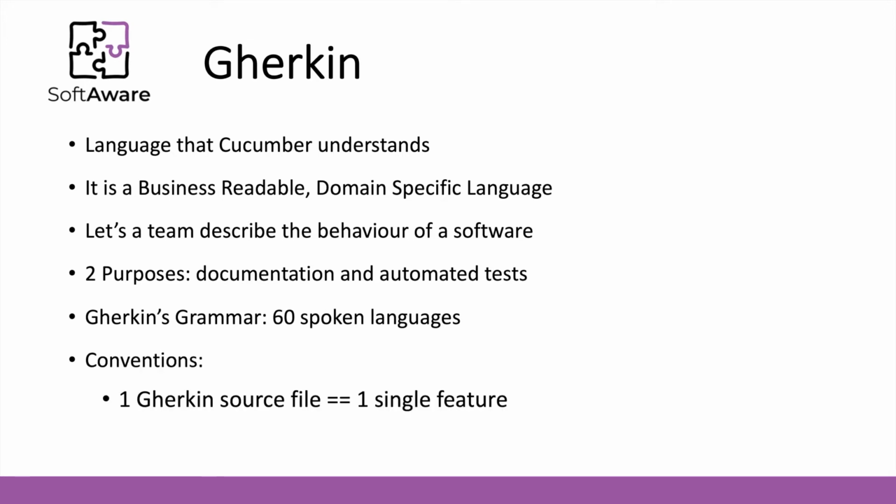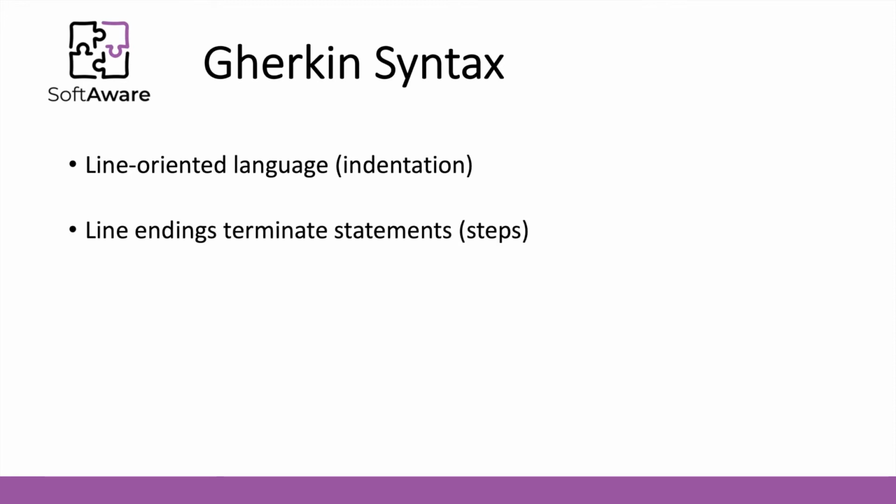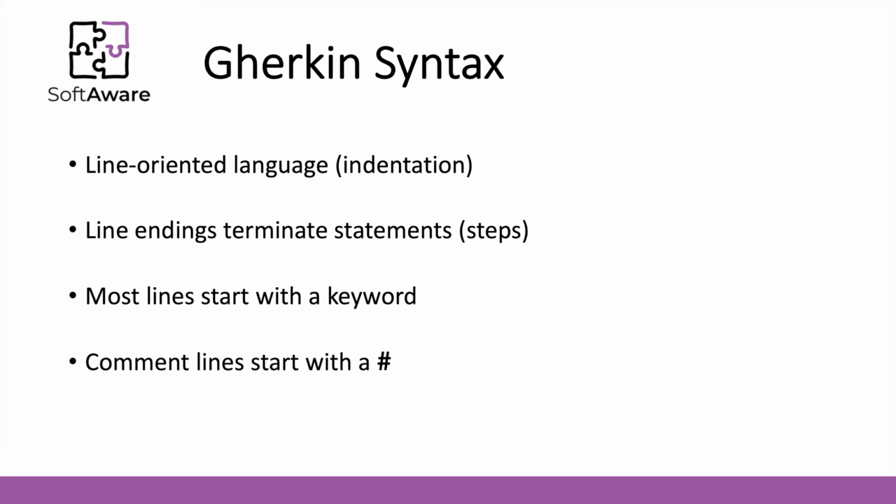We have one source file per feature, and all the source files have the .feature extension. If we look at the Gherkin syntax, we can easily find that it is a line-oriented language that follows and must have indentation. All line endings terminate statements, and some of them are considered steps, as we will see in a short while. Most lines start with a keyword, unless they are ignored or are the continuation of another line, and comment lines start with a cardinal sign.